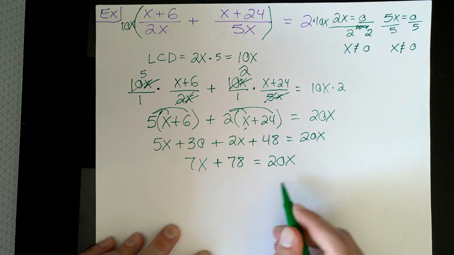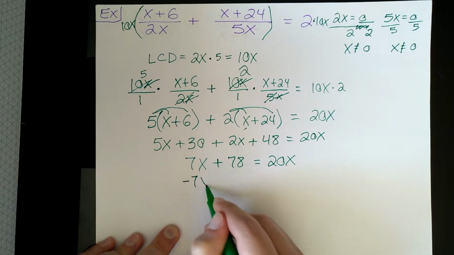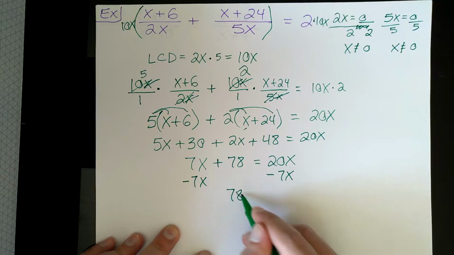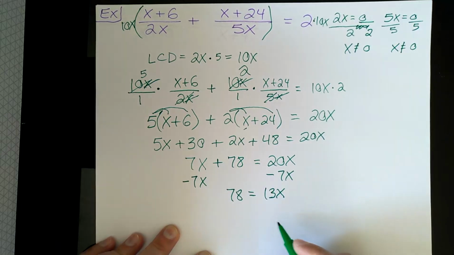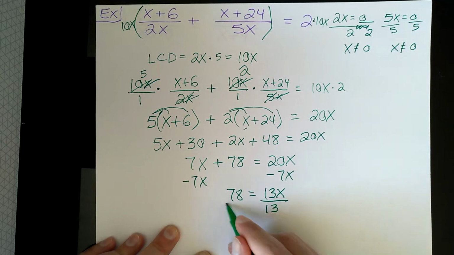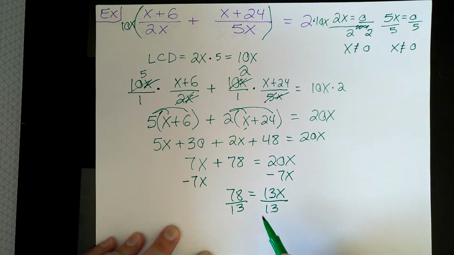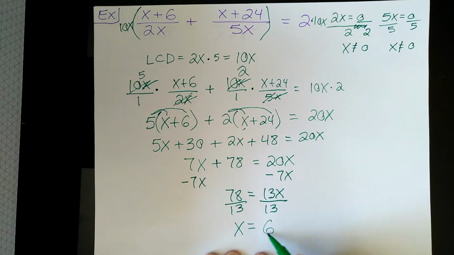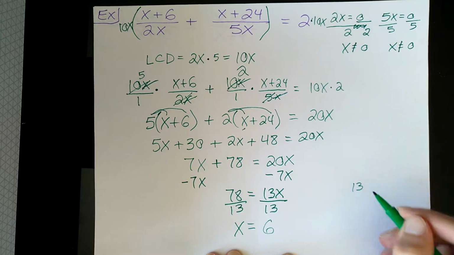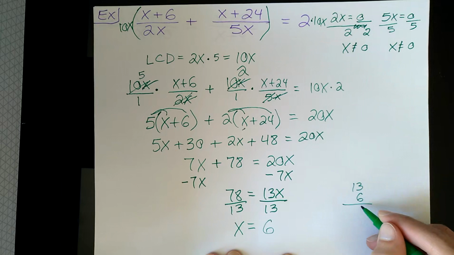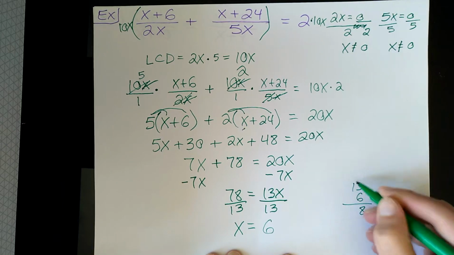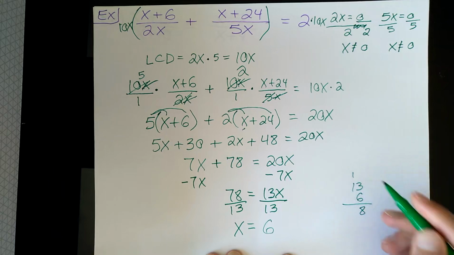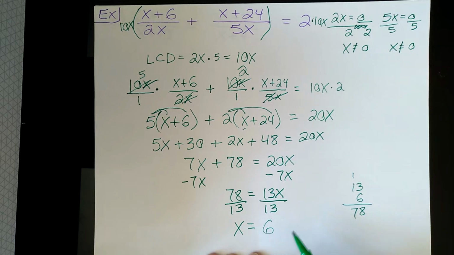From here, we need to combine our like terms, so we need to move this 7x to the other side. We'll subtract 7x from each side, which gives us 78 equals 13x. And dividing each side by 13, we are left with 78 over 13. And with a little bit of division going on here, this should end up being 6. So just a quick check. You could always do long division or multiply it. 13 times 6, we multiply the 3 and 6 together, which gives us 8. Carry the 1. 1 times 6 is 6, plus 1 gives us 7. So it does check out. It's always a good idea to double check your math.